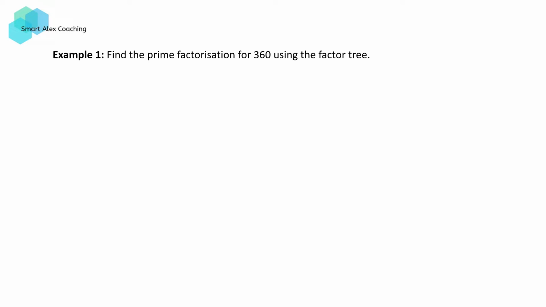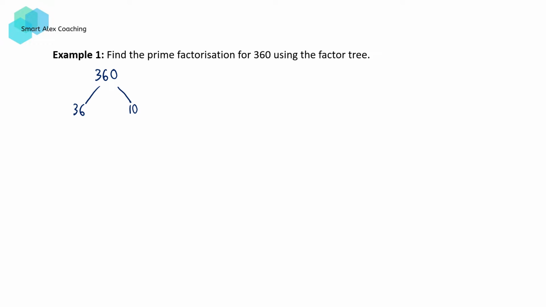For our first example, we're going to be factorizing the number 360. We begin by writing 360 at the top, and we're going to find two numbers that multiply to give 360. I'm going to choose 36 and 10, so we're going to write it as 36 on one branch and 10 on the other branch.